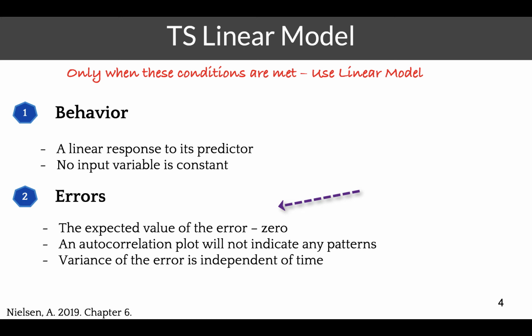Assumption with respect to the error. For each point in time, the expected value of the error, given all explanatory variables for all time periods, is 0. And the error at any given time period is uncorrelated with the inputs at any time period in the past or in the future. So a plot of the autocorrelation function of the errors will not indicate any pattern. And finally, the variance of the error should be independent of time. If we have all those conditions met, we can use linear regression to model our time series data.